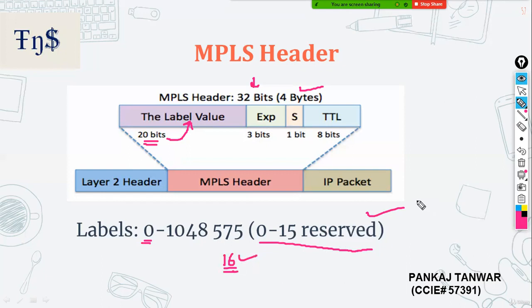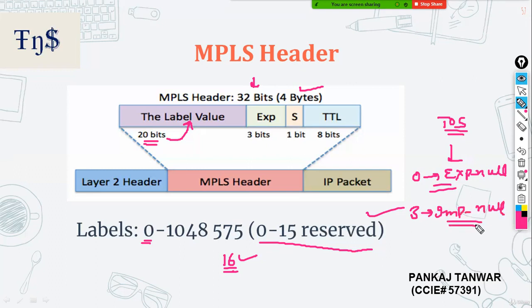For example, if I give you a quick example, let's say label number 0, which is called the explicit null, which is used for type of service, or you can say the quality of service. Label number 3, which is called implicit null. We will see in our next lesson what exactly this implicit null label is. So the first 20 bits are used for the label values.